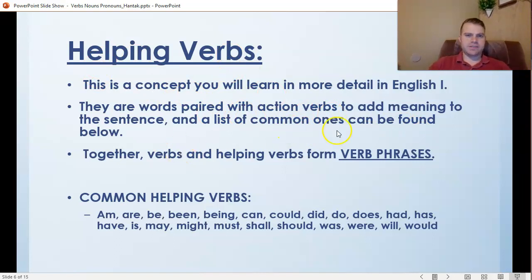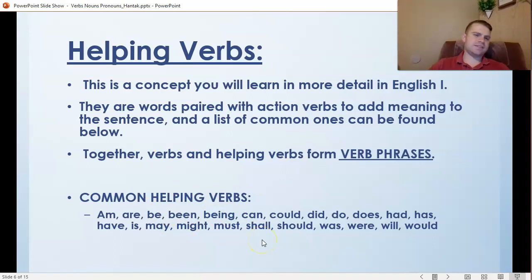I did include a list of common ones in your notes, so you have access to them there. I believe there's 23 common helping verbs. Together, verbs and helping verbs form what are called verb phrases. A phrase is just a grouping of words that work together. As you can see, you've got the common helping verbs right there.